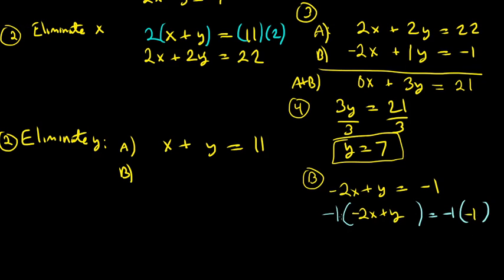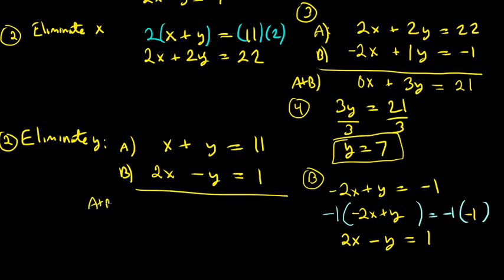There we go, right? So negative 1 times negative 2x is positive 2x, and negative 1 times y is negative y, and negative 1 times negative 1 is positive 1. So we get 2x minus y equals 1. Okay. So now when we add the two equations together, a plus b, we get 1x plus 2x is 3x, and y plus negative y is, well, 0y, or just 0. And on the right side, 11 plus 1 is 12. So we get 3x equals 12.